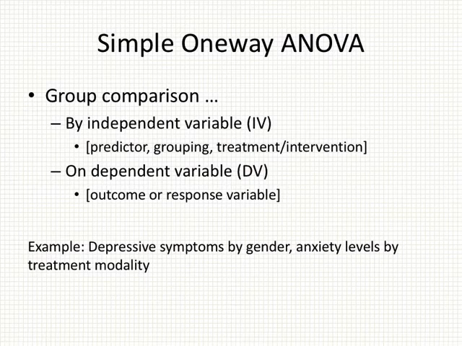So like I said, simple one-way ANOVA is comparing groups by an independent variable on a dependent variable. I don't know if that's clear, but what we mean is that we're going to compare groups by whether it's a predictor, a grouping, or a treatment versus intervention, and we're going to compare their scores on the dependent variable. So that dependent variable will be an outcome variable. That's a variable of interest that we want to look at. So for example, we want to look at the depressive symptoms by gender.